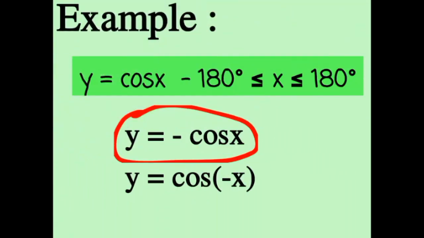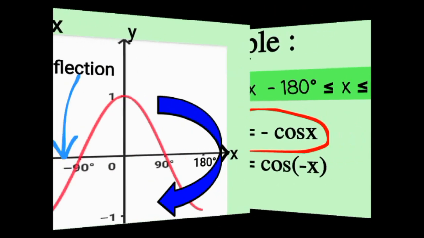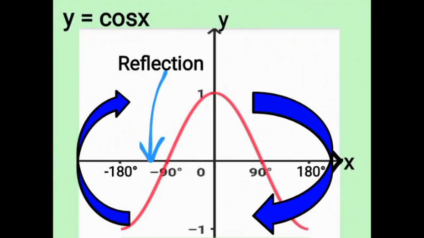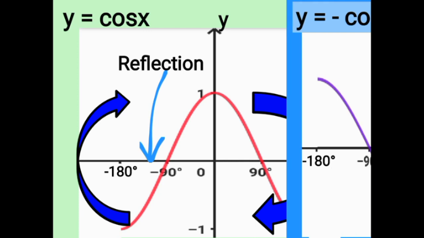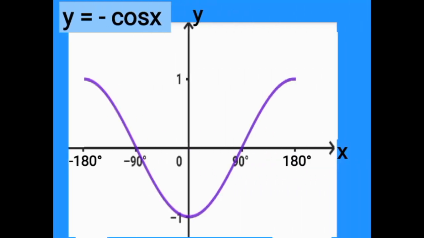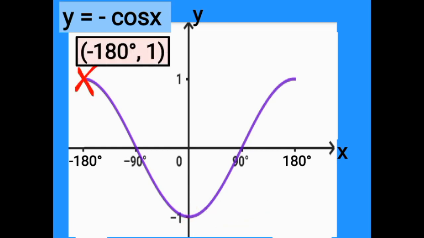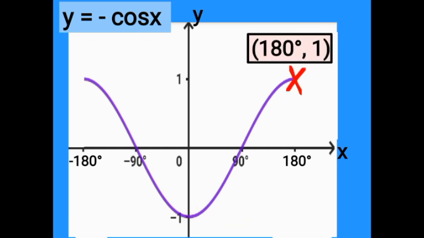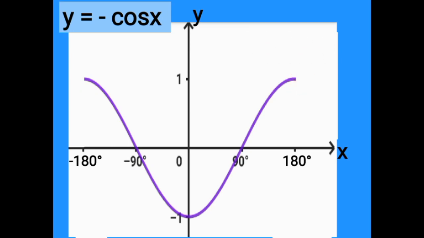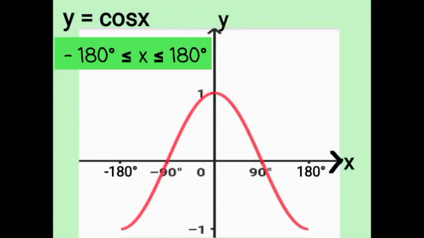Y equals minus cos x. This is the reflection of the graph y equals cos x in the x-axis. And hence, this is the graph of y equals minus cos x. The graph now has a minimum point at 0 degrees, minus 1 and 2 maximum points at minus 180 degrees, 1 and at 180 degrees, 1. The graph y equals minus cos x still crosses the x-axis at minus 90 degrees and at 90 degrees, just like the original y equals cos x graph.